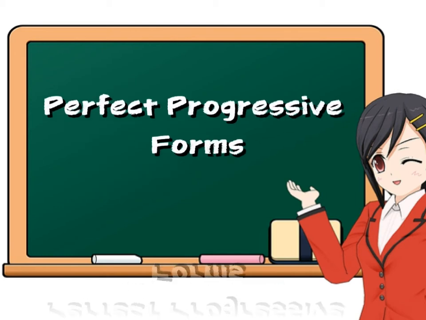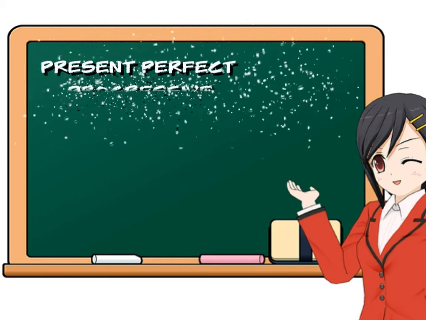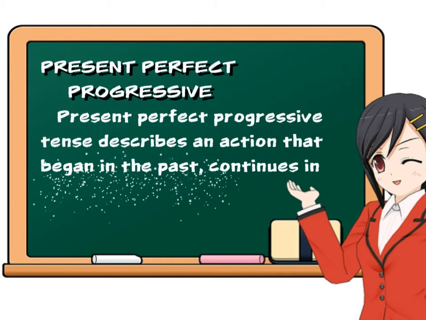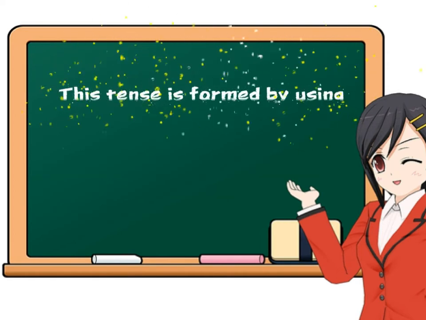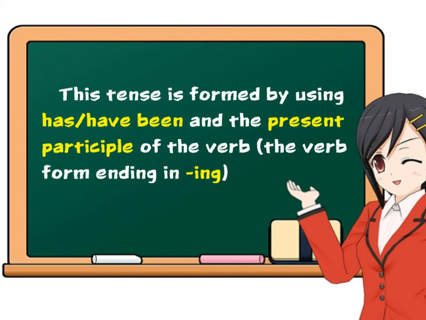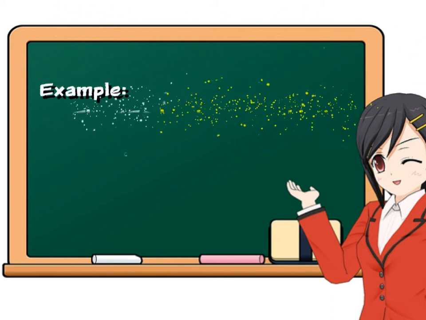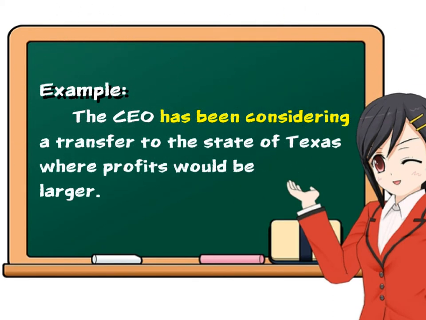Perfect progressive form. Present perfect progressive. Present perfect progressive tense describes an action that began in the past, continues in the present, and may continue into the future. This tense is formed by using has or have been and the present participle of the verb. Example: the CEO has been considering a transfer to the state of Texas where profits would be larger.